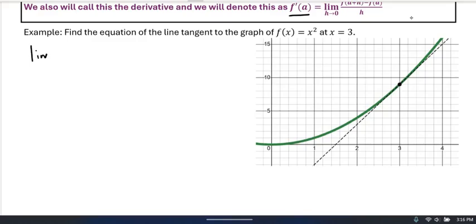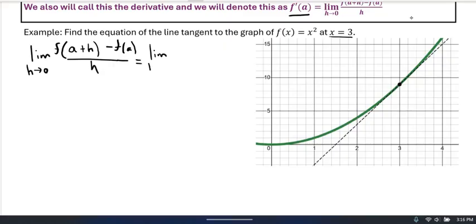So what we're going to do is find the limit as h goes to 0 of f of a plus h minus f of a over h. But what is our a in this particular situation? We're interested in the value of 3. So a plus h minus f of a over h becomes, it's a little sloppy, I'll write it neater here: the limit as h goes to 0 of f of 3 plus h minus f of 3 over h. So there we have a little upgrade.